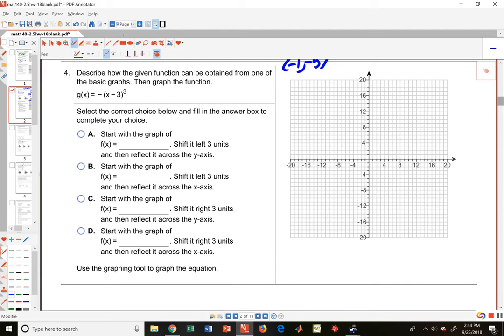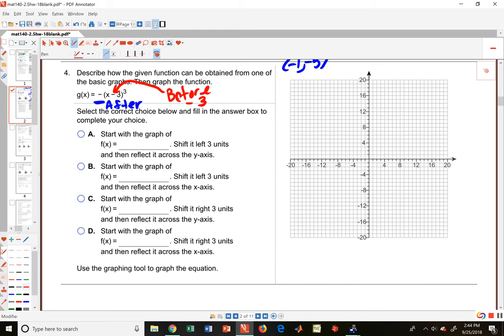Now, we've got two things going on here. We have a negative on the outside. This is an after the function evaluation, and then on the inside we have a -3, and that's a before. So you've got to think about whether the action is taking place before the function evaluation or after. So the minus is an after, the subtract 3 is a before. So let's talk about what the impact is.